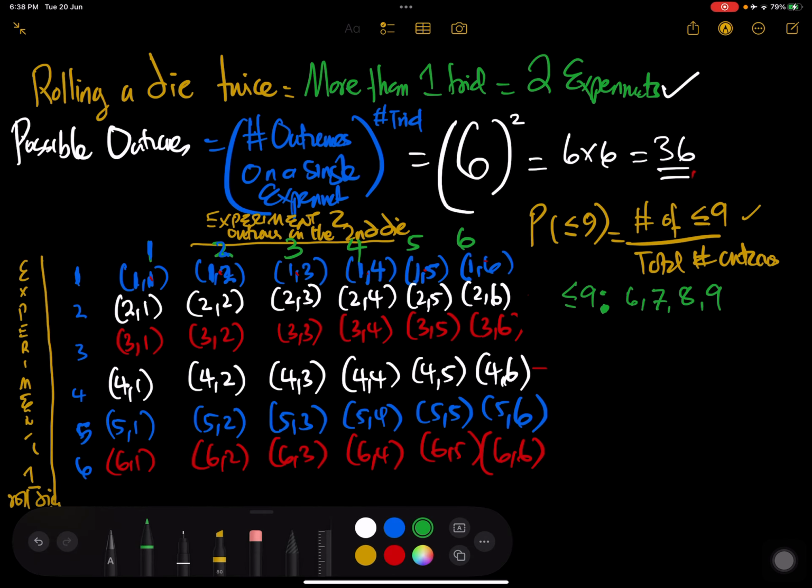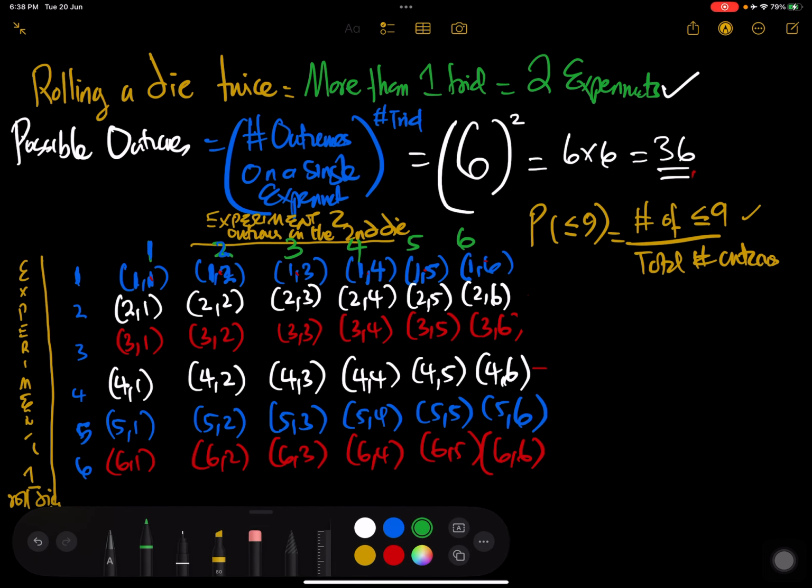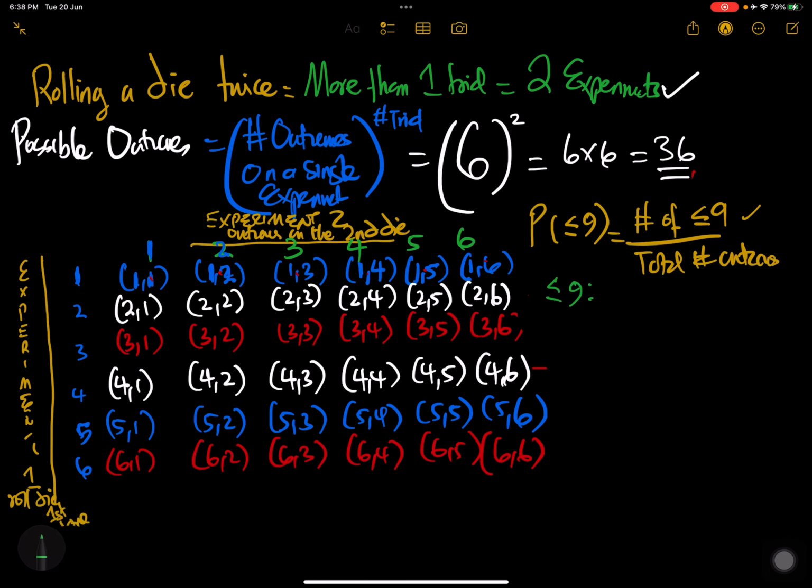So let me take it again. Sorry about that, sorry for the confusion. If it's less than or equal to 9, then we're looking at 2. When we add, you can get 2, 3, 4, 5, 6, 7, 8, and 9 is included, because it's less than or equal to 9.